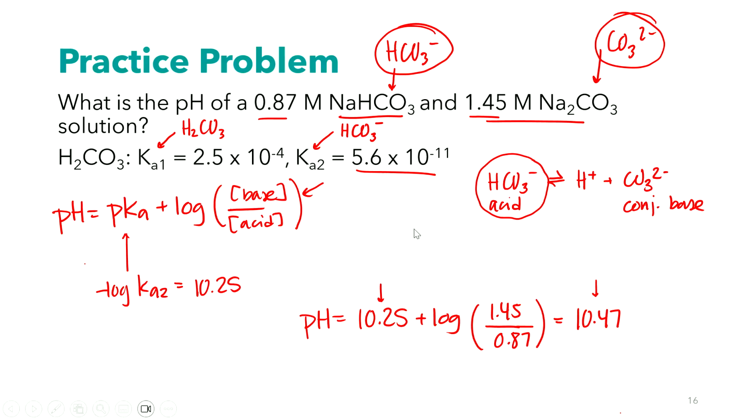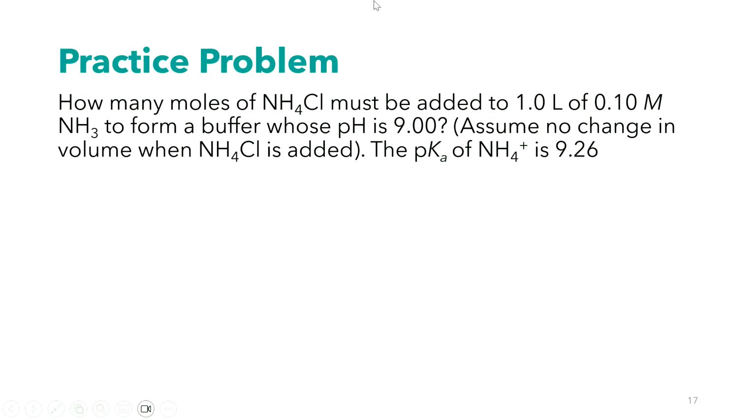All right, the other thing we could do in these questions. Okay, so here's a practice problem. How many moles of NH4Cl, ammonium chloride, must be added to 1 liter of 0.1 molar NH3 to form a buffer whose pH is 9? Assume no change in volume when ammonium chloride is added. And I tell you that the pKa of NH4+ is 9.26. This is a Henderson-Hasselbalch question. I'm just not asking for pH. I'm asking for one of those concentrations in the parentheses. So this is just another way to twist the question.